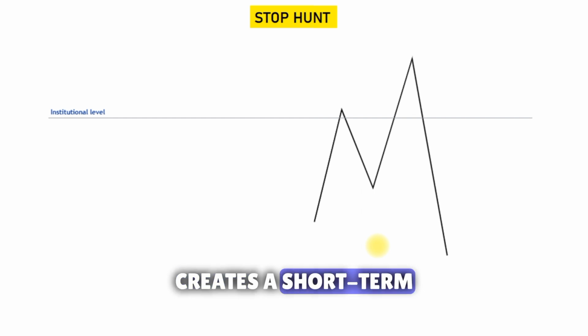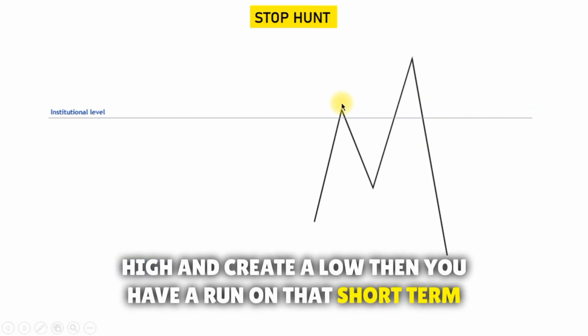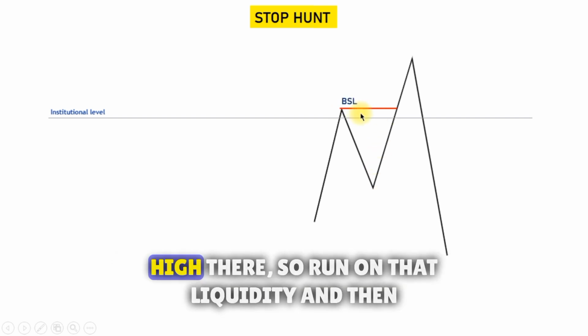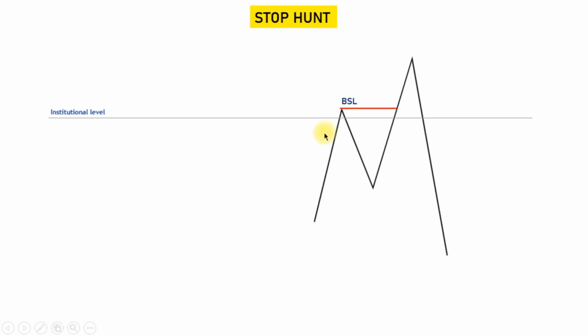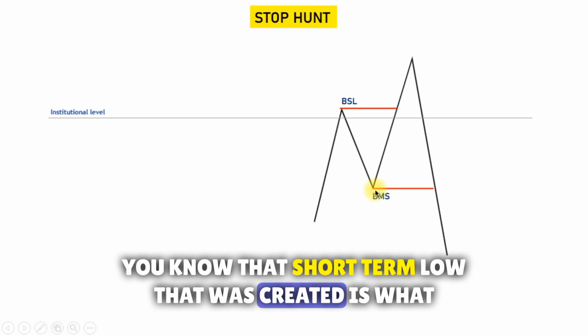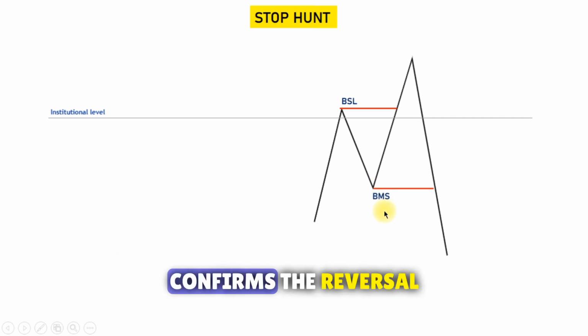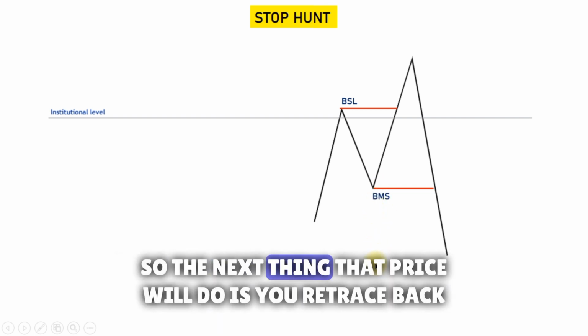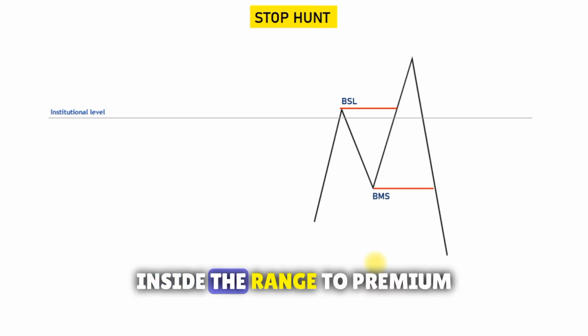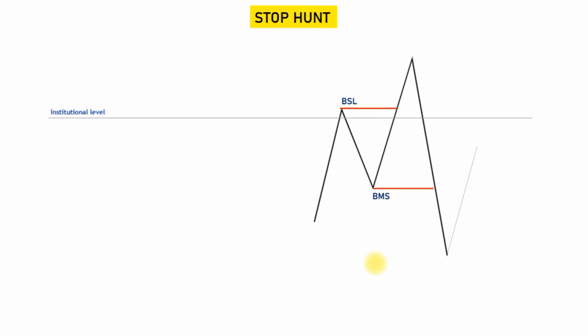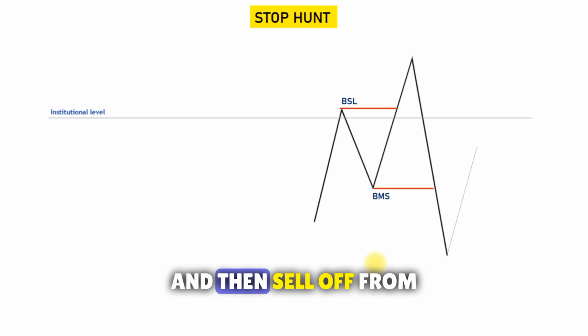Create a short-term high and create a low. Then you have a run on that short-term high there. So run on that liquidity, and then the breaking market structure, that short-term low that was created is what confirms the reversal. So the next thing that price will do is to trace back inside the range to a premium and then sell off from there.